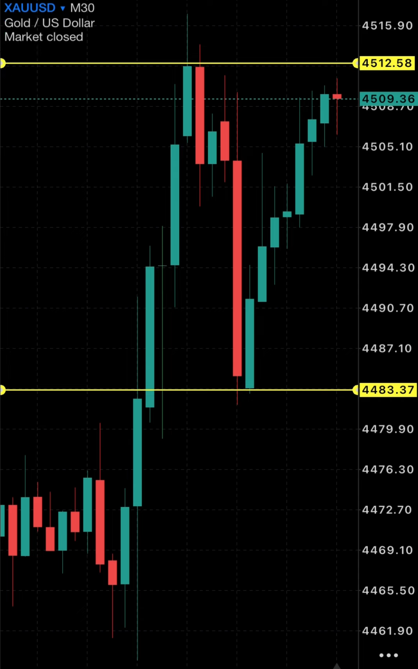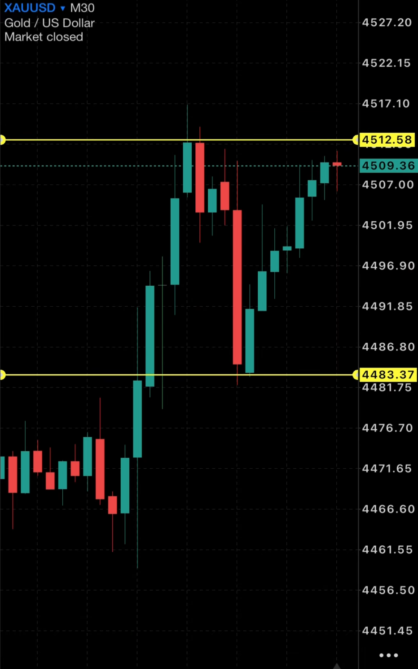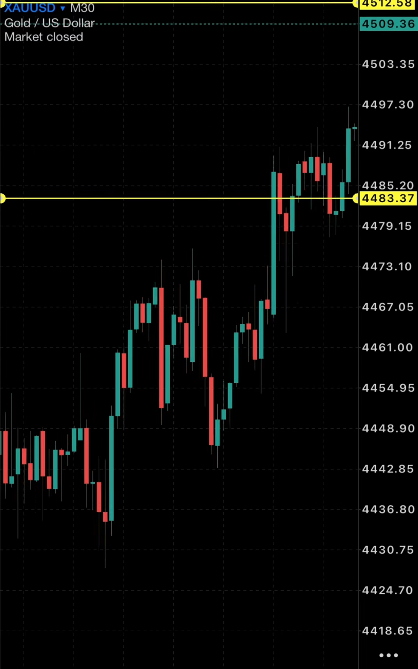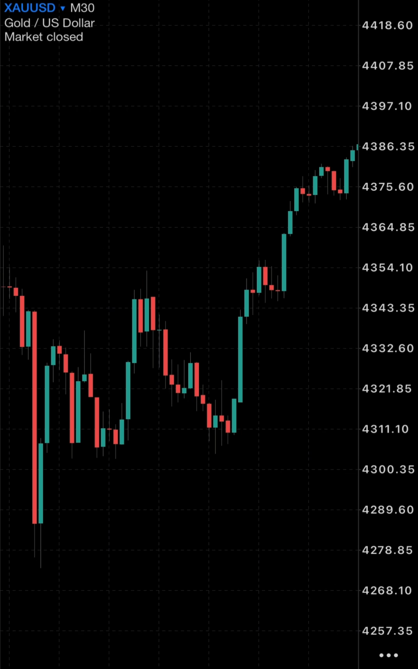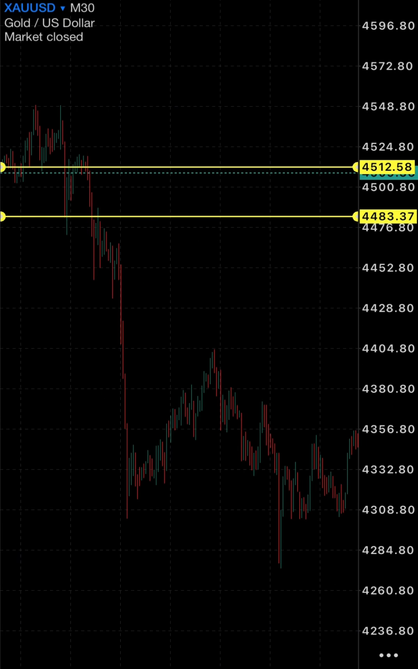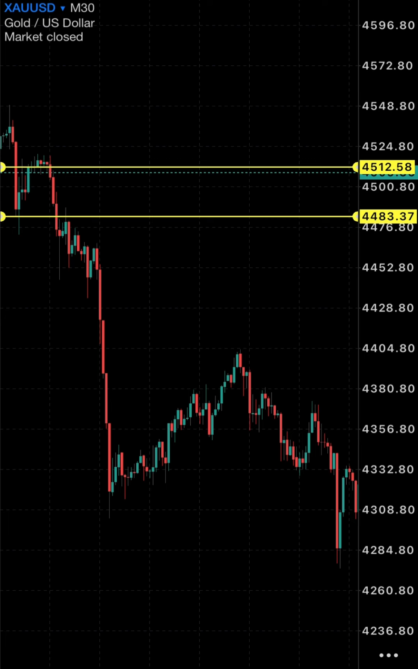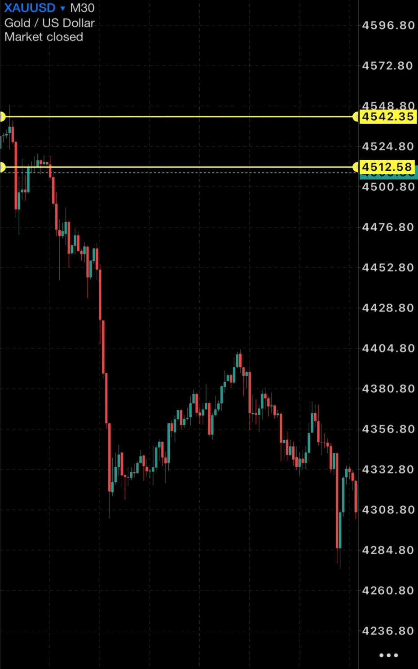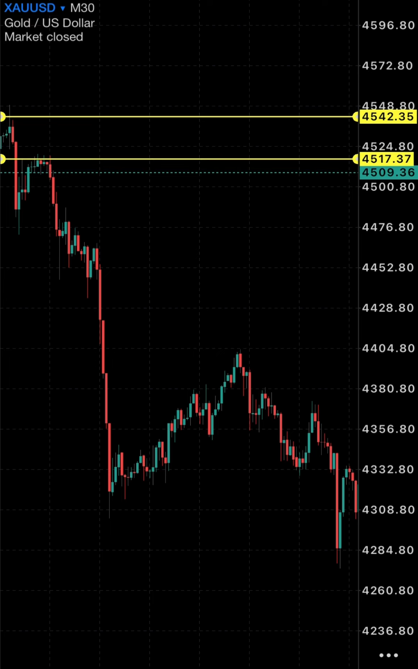Okay, so now we know that we have a resistance coming up at 45.12, and our next resistance after this is, let's see, on our left, I think it's 45.46, if I'm not mistaken. I'm gonna go on my left to see. It's a little far away, but it's right here. Okay, so we can see that our next 30 minute resistance is after this, 45.17.